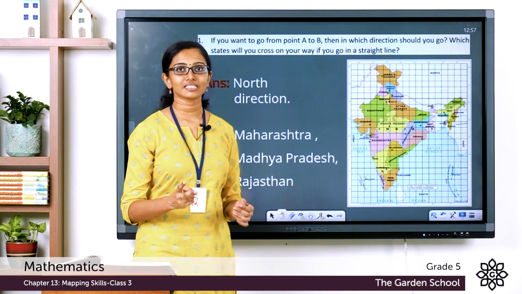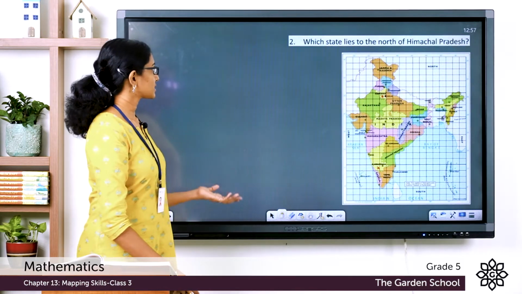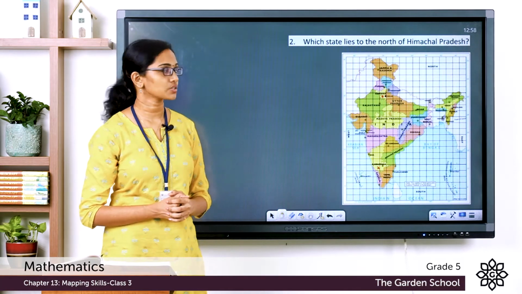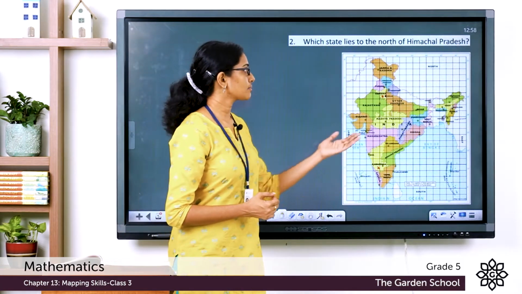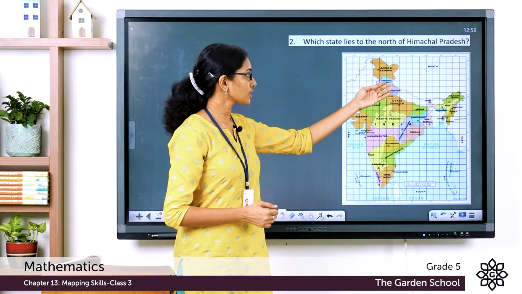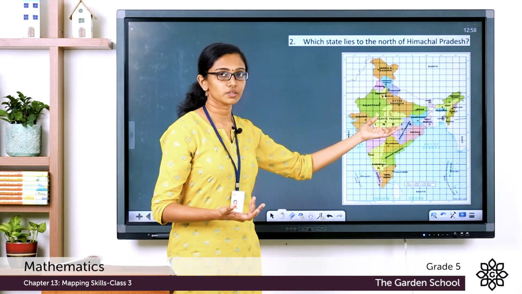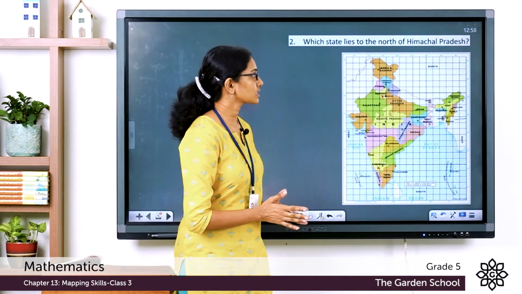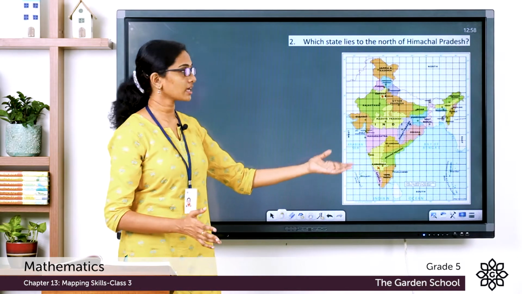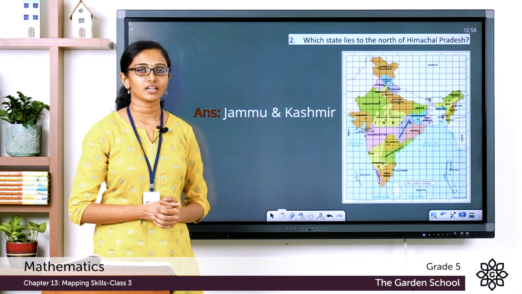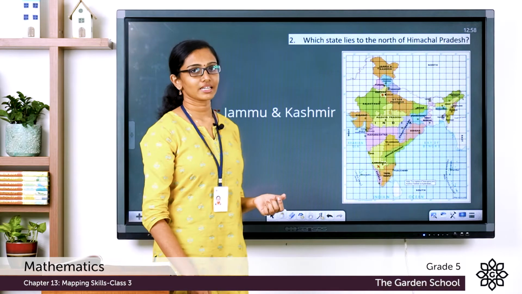Now let's move on to the second question. So second question is, which state lies to the north of Himachal Pradesh? So are we able to locate Himachal Pradesh here? We can see Himachal Pradesh in this map here. Now to the north of Himachal Pradesh. Which direction is north? Here. And which state do you see there? So according to the map given there, the state you see there is Jammu and Kashmir. So let's move on to the next question.